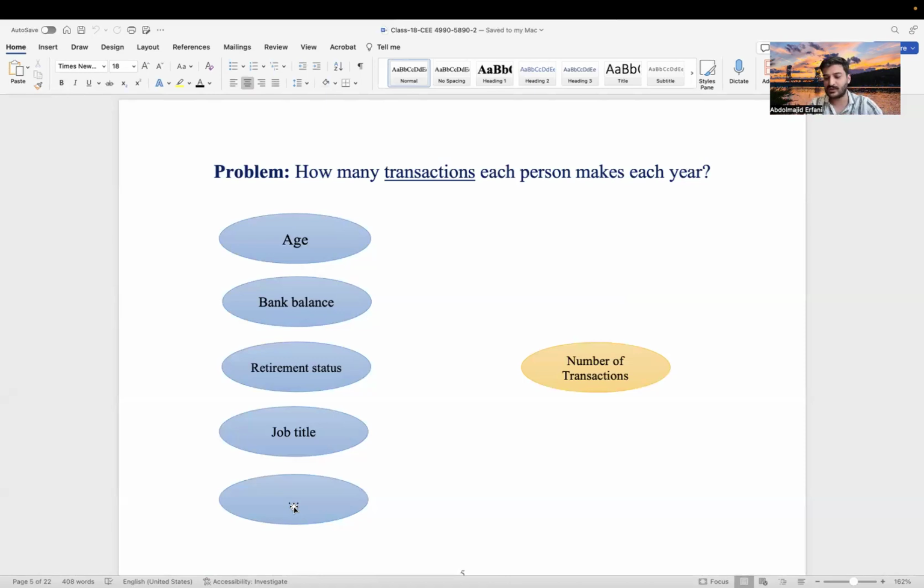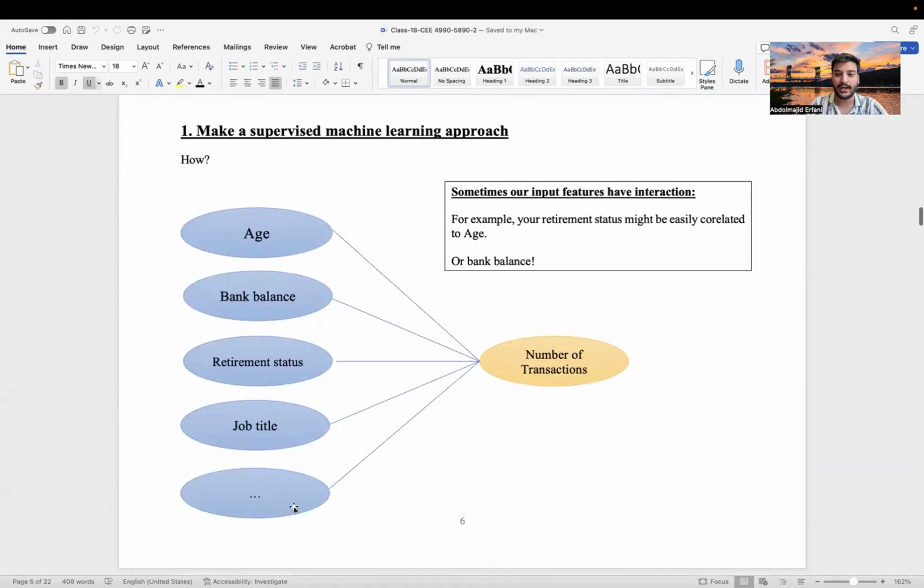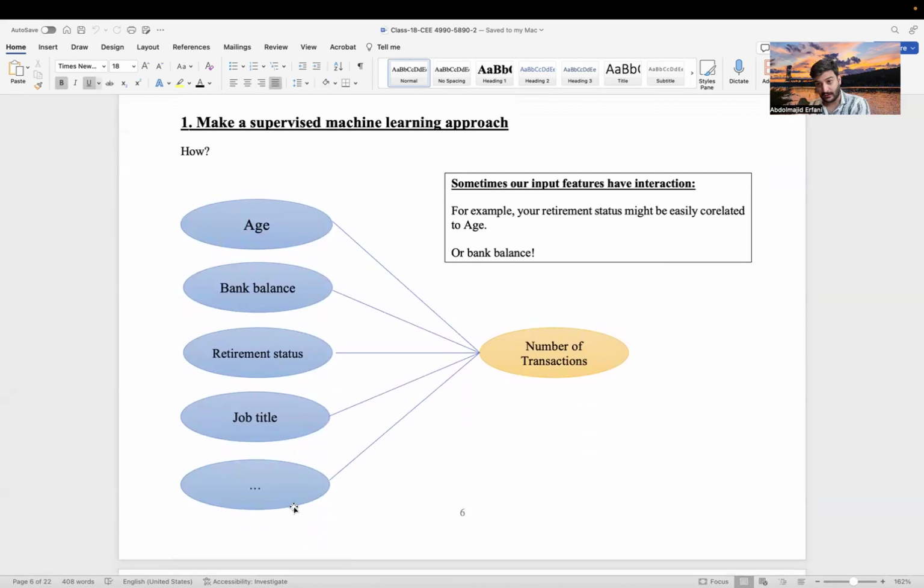And then we start to study the problem by doing supervised machine learning. If you remember from that example, how did we do this machine learning example? We consider all those features. We try to see whether there is any relationship, any correlation between your input features. And if there is, we decide to include some of the features.